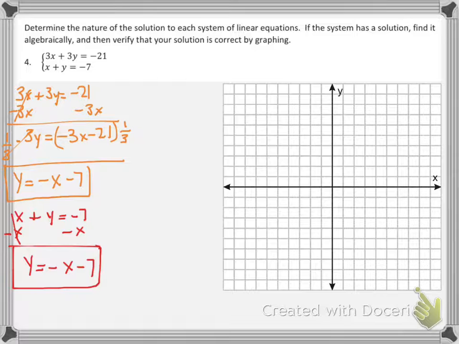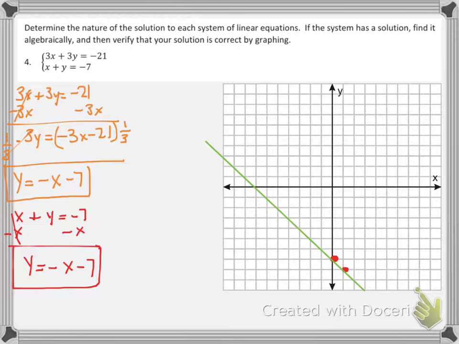And then we can graph them both. We can say that, well, it crosses at negative 7. 1, 2, 3, 4, 5, 6, 7. Crosses here. And the slope is down 1, right 1. So it's there. And then I could draw that line, which would be right through here. Let's get that in the right spot. Okay, right there. So there's our line. That's the first one. And the second one's the exact same line.